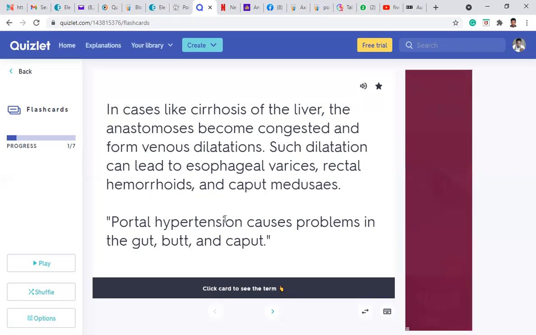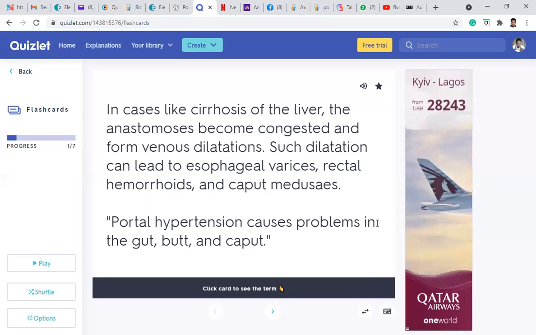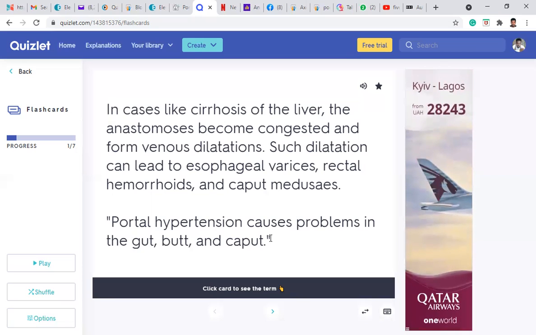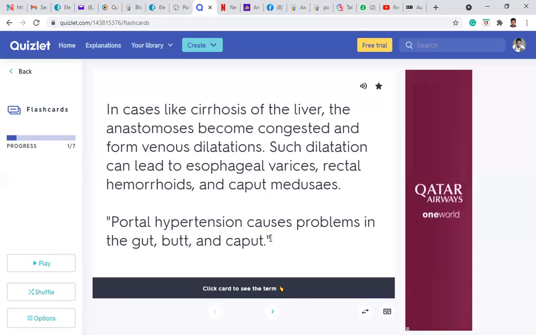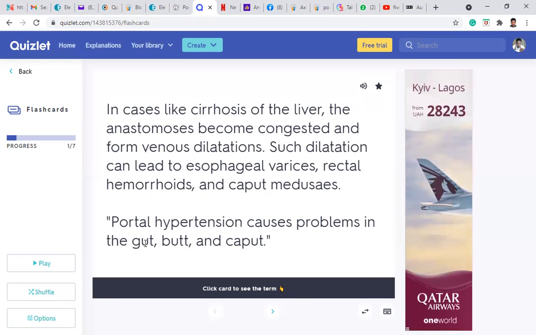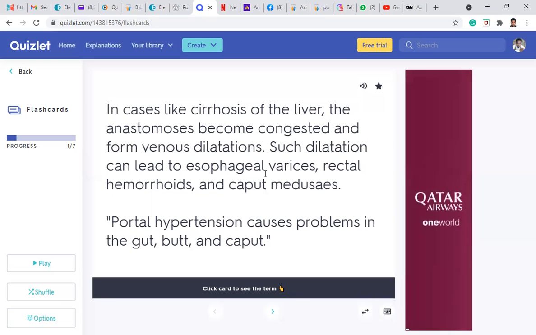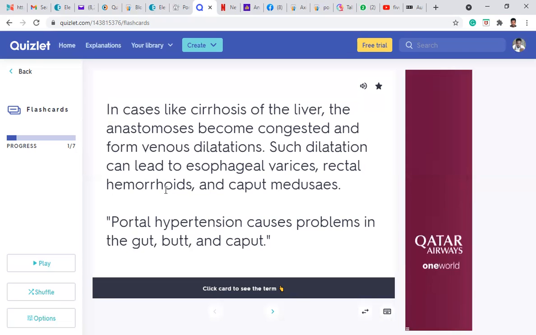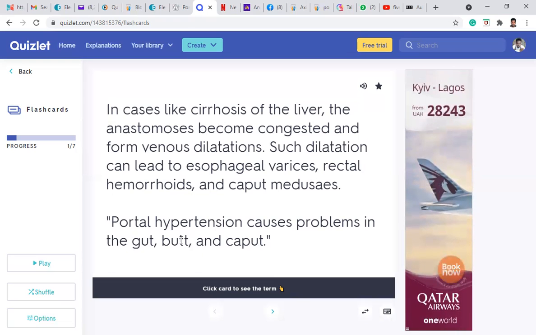Now, portal hypertension causes problems which we summarize as gut, butt, and caput. So anywhere you see gut, butt, and caput, remember that we are talking about portal hypertension. What does it mean? So gut means the esophageal varices in the gut. Butt means hemorrhoids in the anal canal or the anus. Rectal hemorrhoid means butt, while caput means caput medusa.